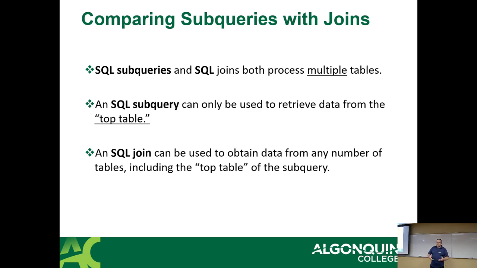Comparing a subquery to a join: an SQL subquery and a join both process multiple tables. We've demonstrated that. You can nest subqueries, but basically each subquery returns values to its parent query, which becomes the next top query until you get to the outermost. An SQL join, on the other hand, can retrieve data from any of the tables involved, whereas with a subquery you can only retrieve data from the outermost query. With the join, you can pull from any of the tables, which is significantly more useful.